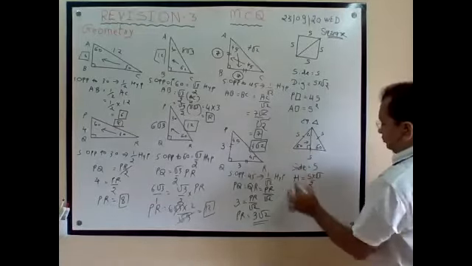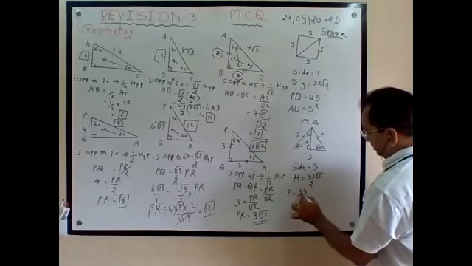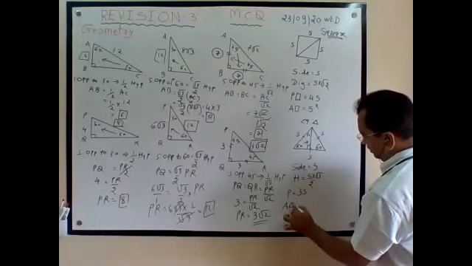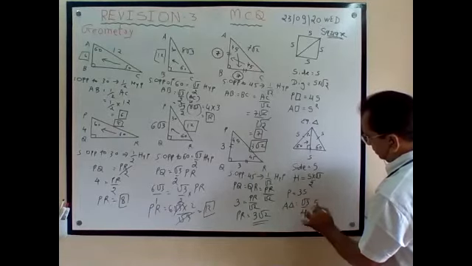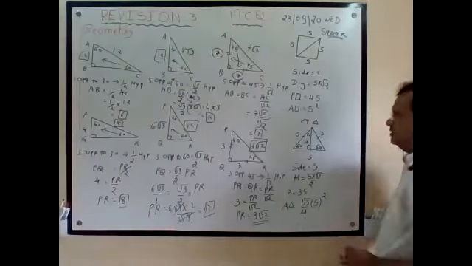Again perimeter: 1, 2, 3, 3 sides. Area of equilateral triangle is root 3 by 4 side square.